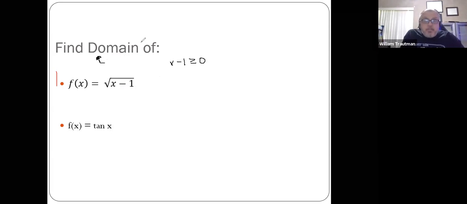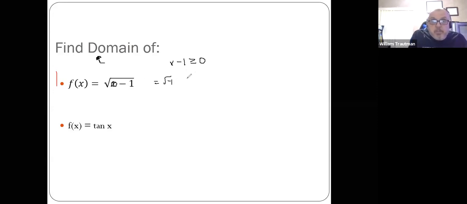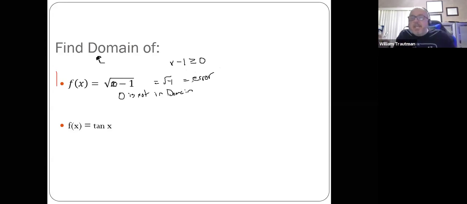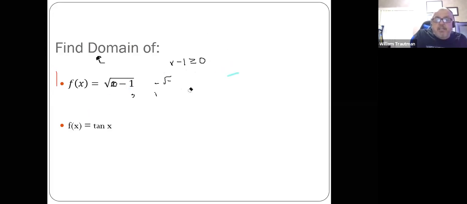If I put 0 in here, 0 minus 1 is -1. If I put square root of -1 in my calculator, it says error. So 0 is not part of the domain because it doesn't give me a valid answer. So I'm looking for all the x's that give me a valid answer. A domain, what can x equal? And I get a valid answer.